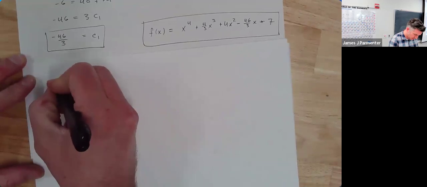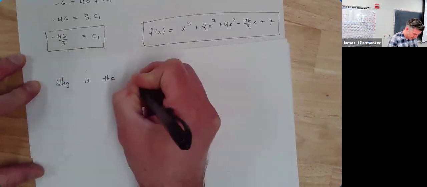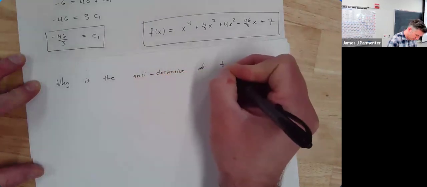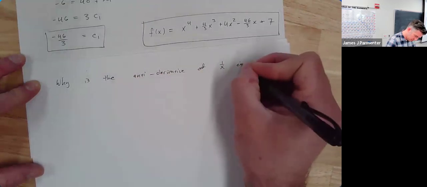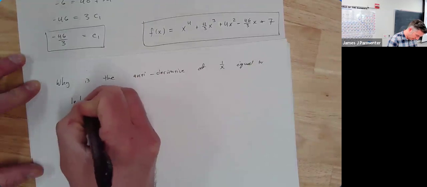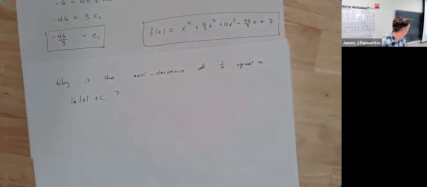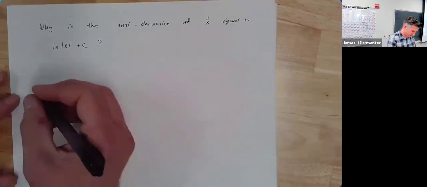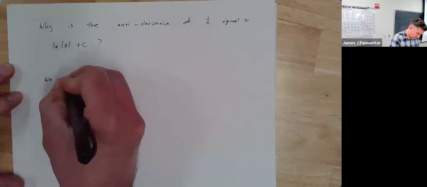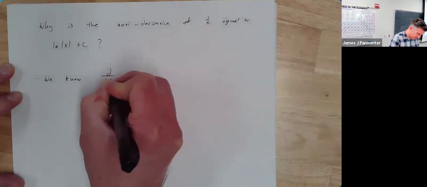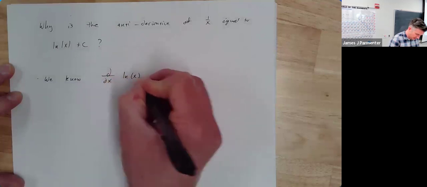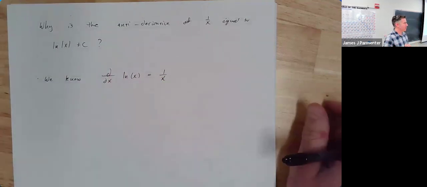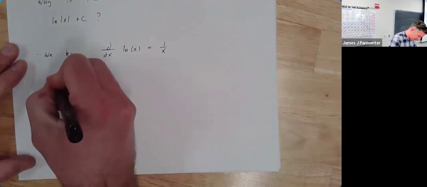So question, why is the antiderivative of 1 over x equal to the natural log of the absolute value of x plus c? Good question. Why is that the case? Well, let's go the other direction for a second. We know that the derivative of the natural log of just x is 1 over x. Graphically, here's what's happening. So here's the natural log function.